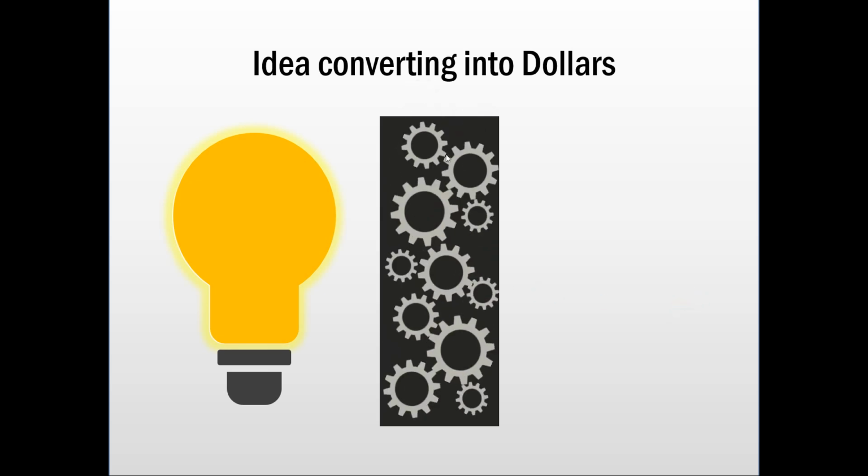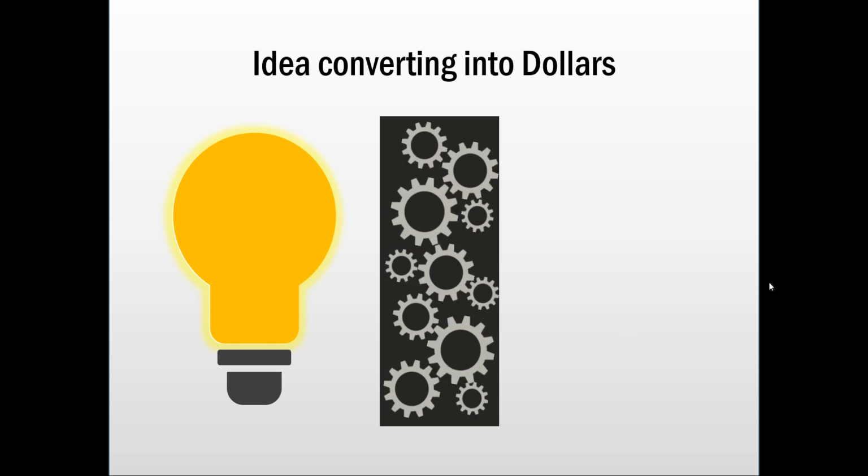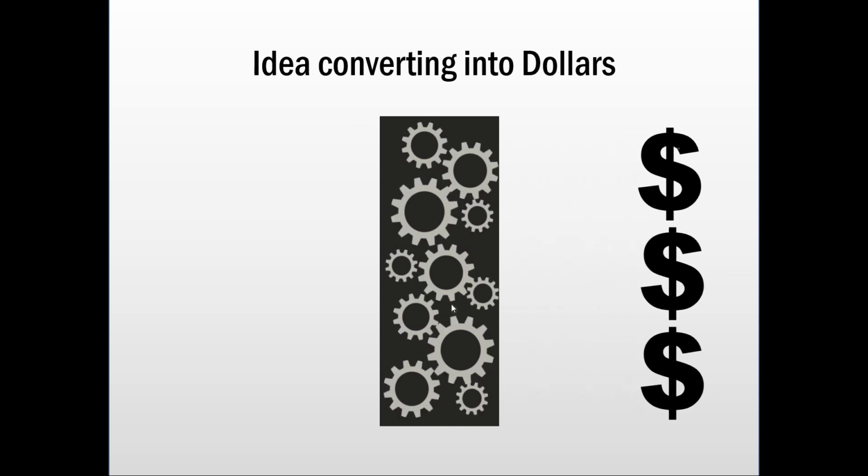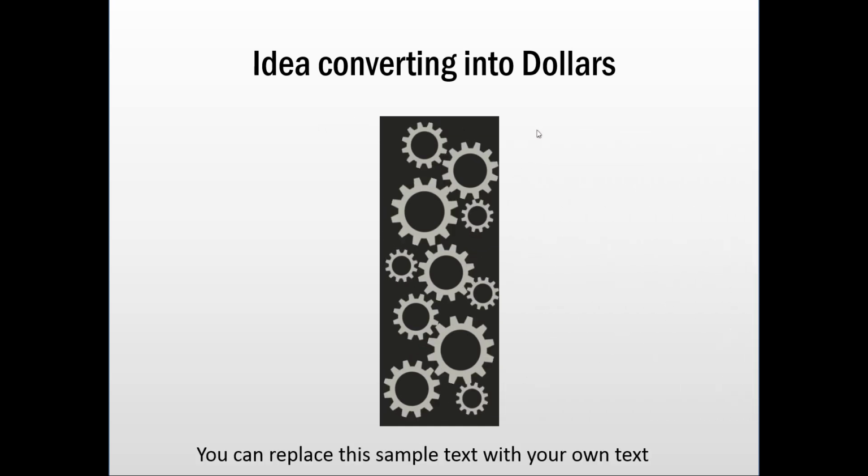The final example is this one, which is about idea converting into dollars. First, we show the idea and then we talk about the black box, which is full of multiple processes. And when the idea goes into the process or system of processes, then you can see money coming out. You can replace the sample text with your own text, which explains this whole concept of ideas converting into dollars.